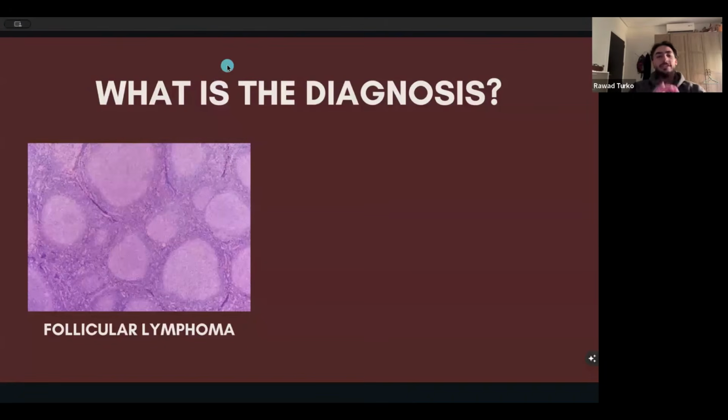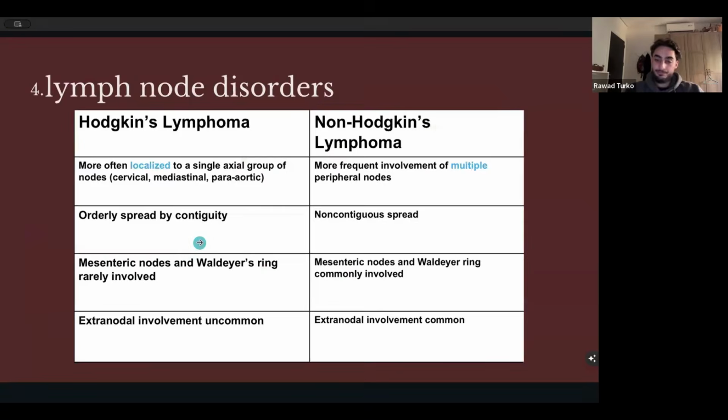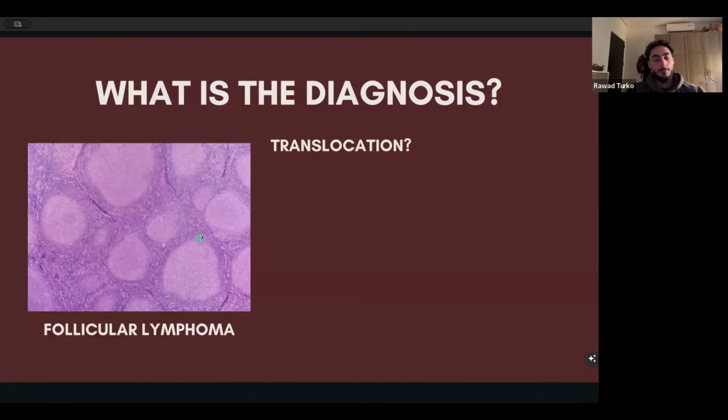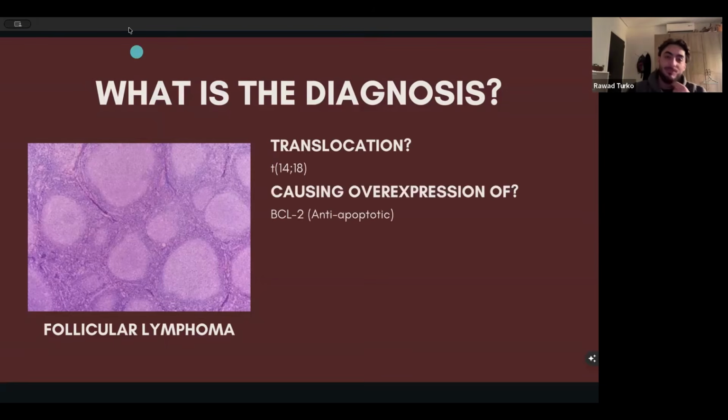Excision. Yeah, so you would just take out the whole lymph node and then biopsy it. Perfect. So what's the translocation associated with follicular lymphoma? 14, 18. Perfect. And what does that cause? This causes an overexpression of what? Perfect. BCL2. Do you guys remember what BCL2 does from POD?